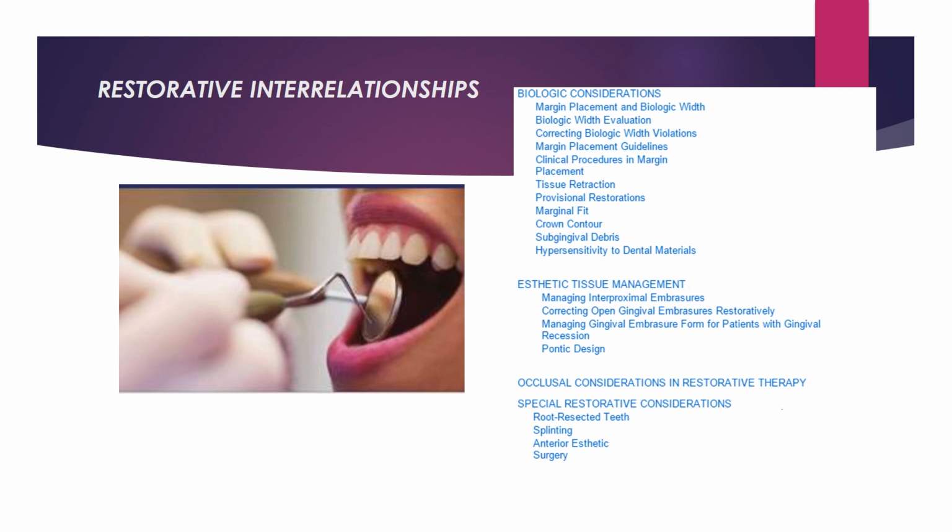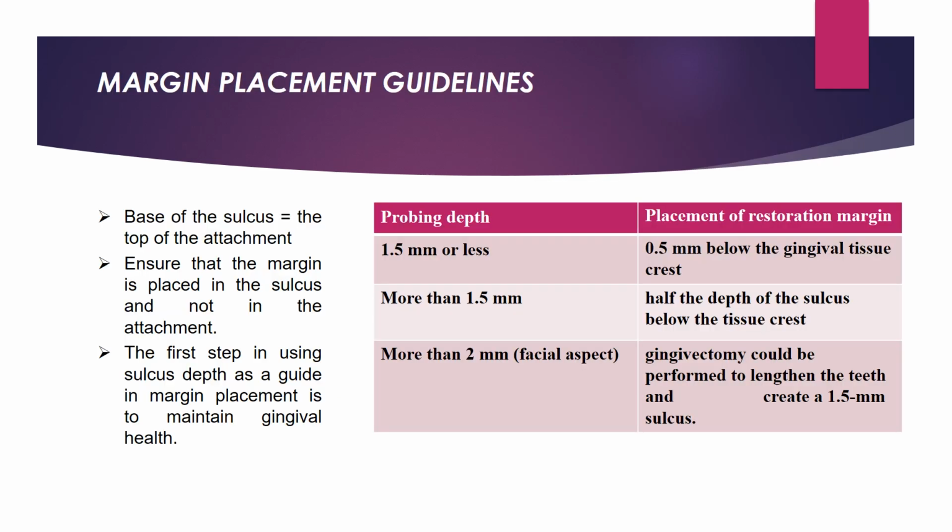Under aesthetic tissue considerations: managing interproximal embrasures, correcting open gingival embrasures, managing gingival embrasures formed for patients with gingival recession, and phonetic design. Then occlusal considerations, any high points. If there are any, you have to go for occlusal therapy. Then come the special restorative considerations: root resected teeth, splinting, and anterior aesthetic surgeries.